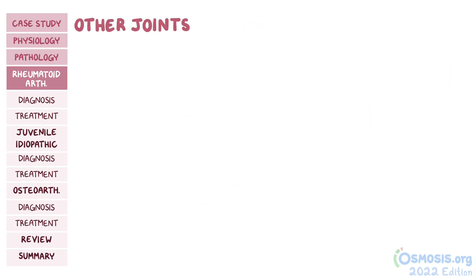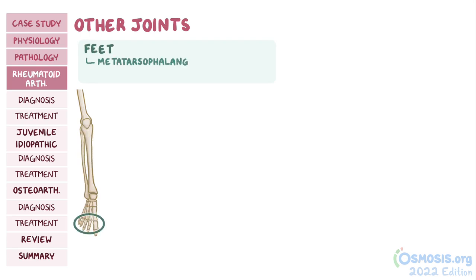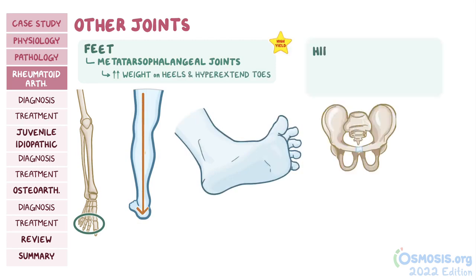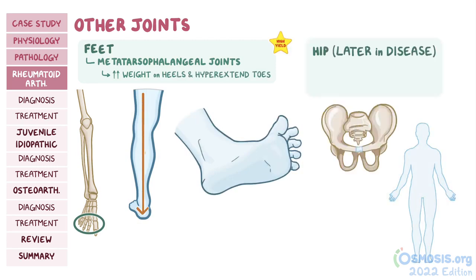Now, other joints of the body besides the hands can be affected. For example, in the feet, it's usually the metatarsophalangeal joints, causing the individual to bear more weight on the heels and hyperextend their toes. Hip involvement usually happens later in the disease, causing pain in the groin, thigh, or lower back.